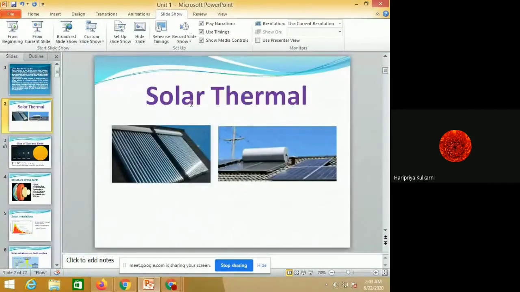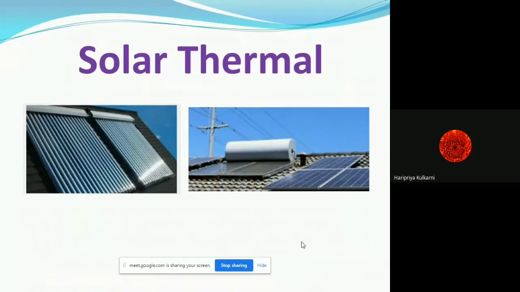So these kinds of pictures you might have seen. These are the tubes. The solar panel will absorb the heat and this heat will be transferred to the water or any liquid flowing through these pipes. It will get heated and then it will be utilized. This is a common picture you have seen of a rooftop solar water heating system. This is a water tank where water is stored and heated, and that we are utilizing. So this is the basic concept of solar thermal.